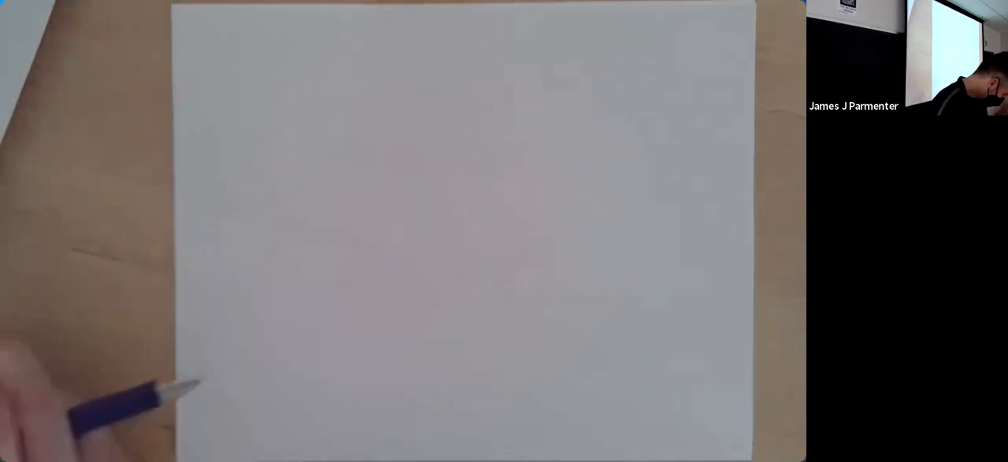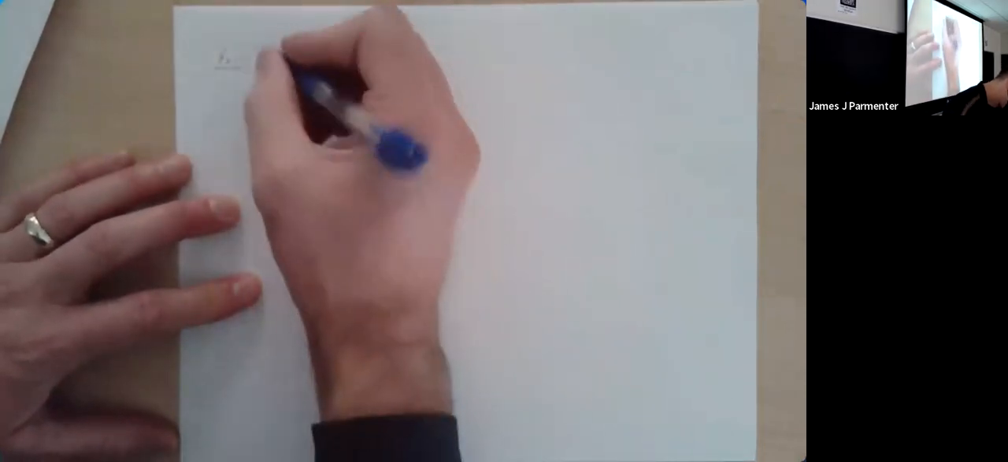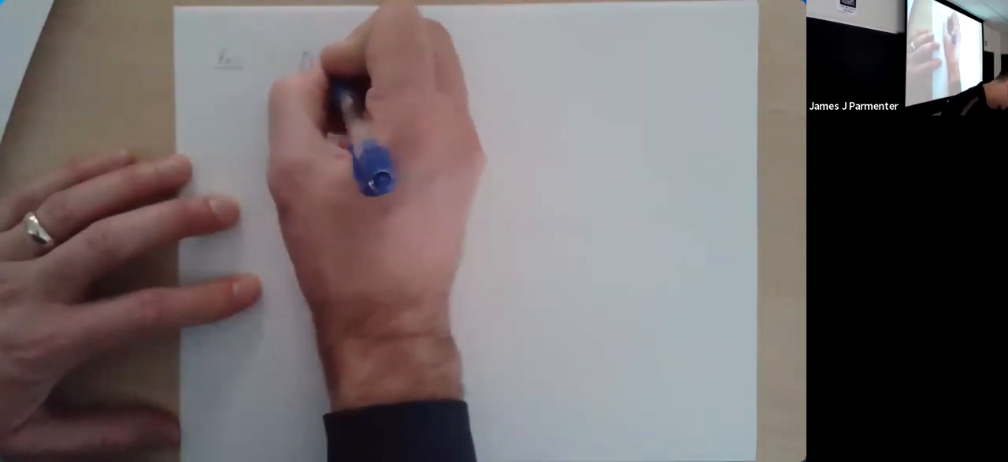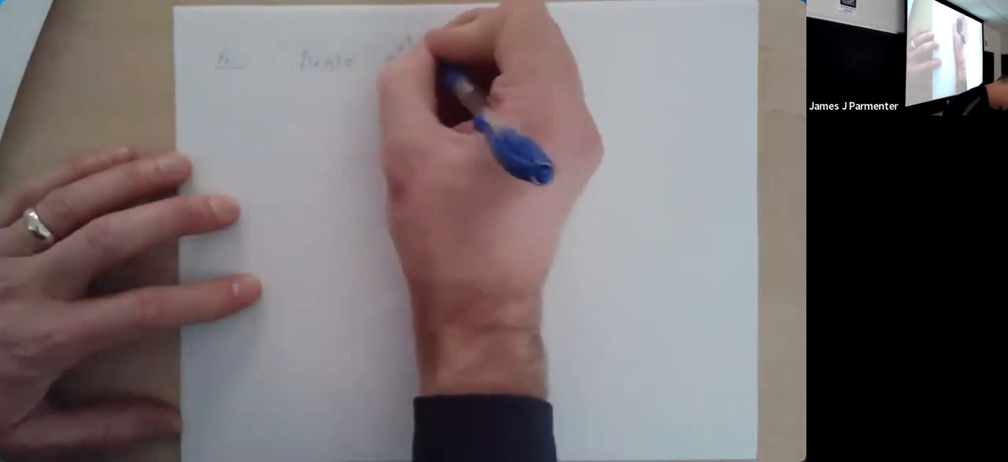Sure. Let's look at something that's not so awful. Let's say our function is f of x comma y equal to e to the x squared plus y to the negative third.